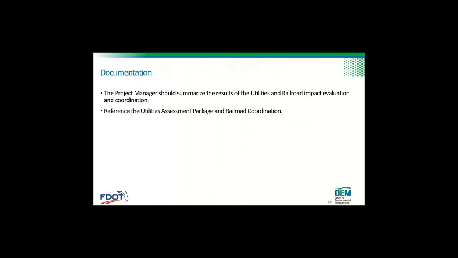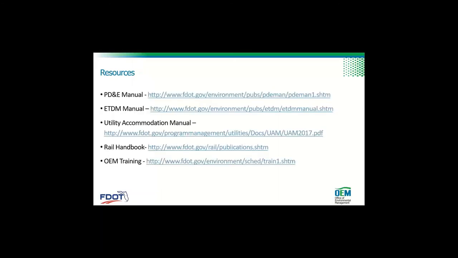All right, and then finally, documentation. So the project manager should summarize the results of the utilities and railroad impact evaluation and coordination, and reference the utility assessment package and any railroad coordination in the document. And then here's some resources, and that's it.